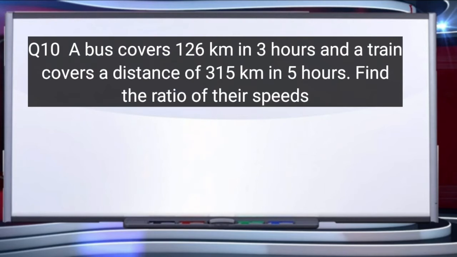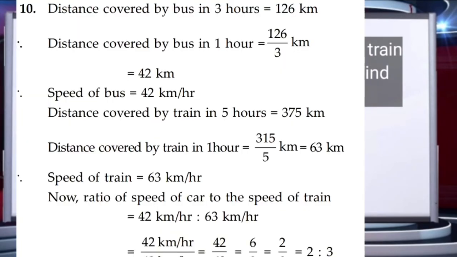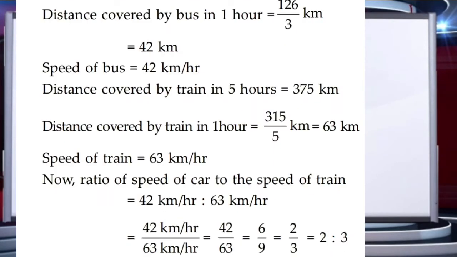Now we will do question number 10. A bus covers 126 km in 3 hours and a train covers a distance of 315 km in 5 hours. Find the ratio of their speeds. See students, here distance covered by bus in 3 hours is 126 km. So distance covered by bus in 1 hour will be 126 by 3, that is 42 km. But you have to find out the ratio of their speeds.